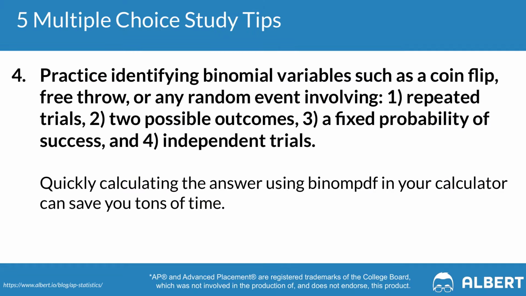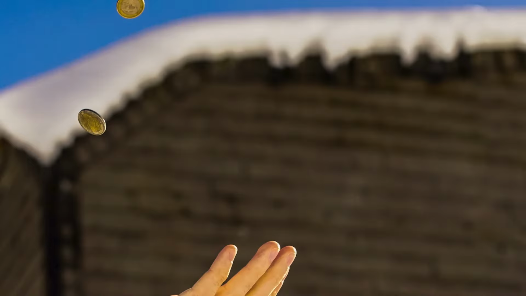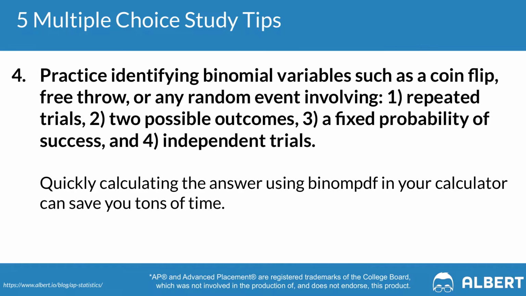Tip number 4 is to make sure that you're practicing your binomial variables. These are things like coin flips or free throws. They typically involve random events that have these 4 elements: repeated trials, 2 possible outcomes, a fixed probability of success, and independent trials. This is a really specific probability topic that will save you a lot of time if you can quickly recognize it and then plug it into your calculator to solve.